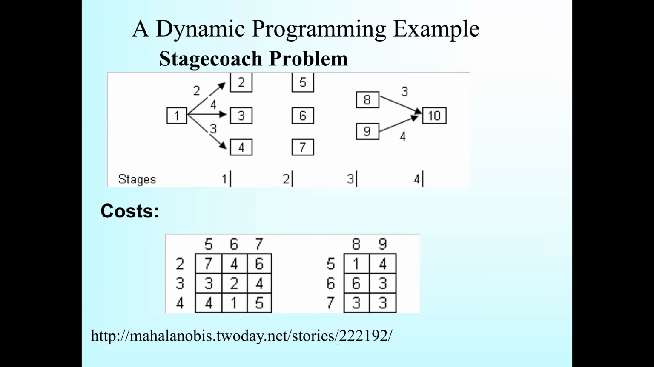There is a dynamic programming example, the stagecoach problem, and you have different stages. From 1 to 2, cost is 2, 1 to 3, cost is 4, 1 to 4, cost is 3. So this is the first stage. Then 2 to 5 cost is 7, from 3 to 5 it's 3, and 4 to 5 will be 4. All these are the second stage. You have 5 to 8 is 1, 6 to 8 is 1, 7 to 8 is 3, and so on and so forth, you can do something similarly.